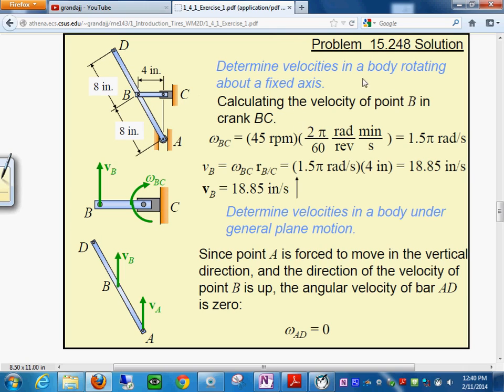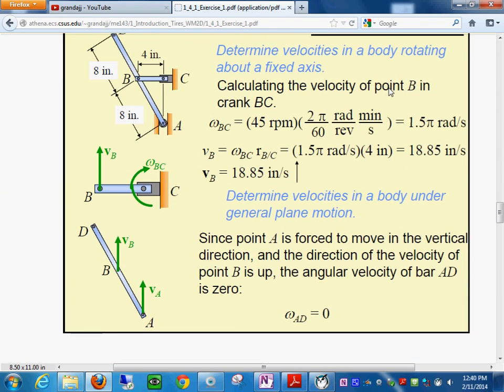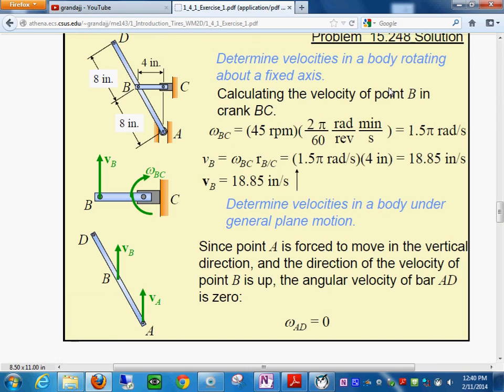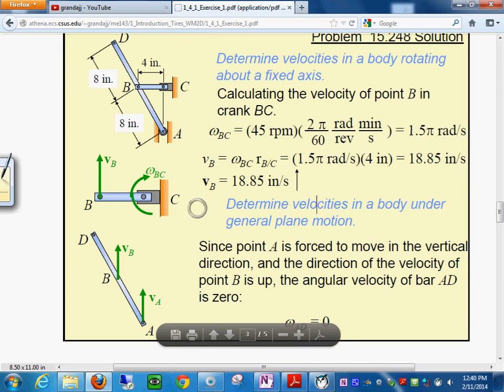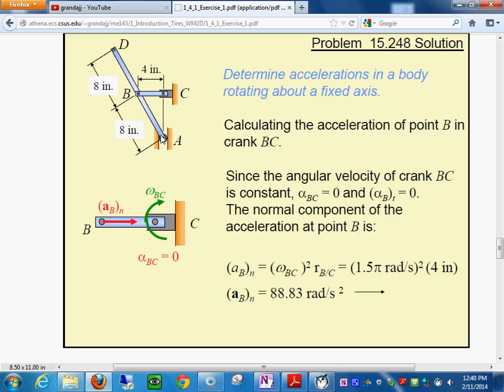So in here we calculate the angular velocity, which is going to be 45 RPM, and we convert it into radians per second. So the velocity of B is 45 times 4, 18.85 upwards. We determine that the angular velocity of DA is zero. And here we move on to the accelerations.